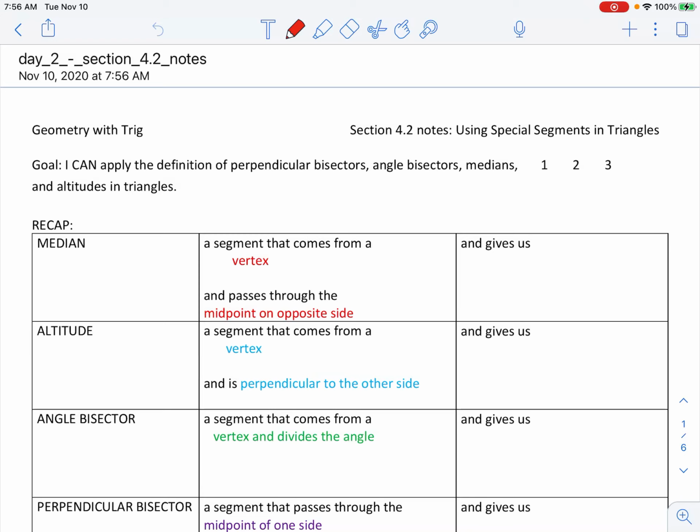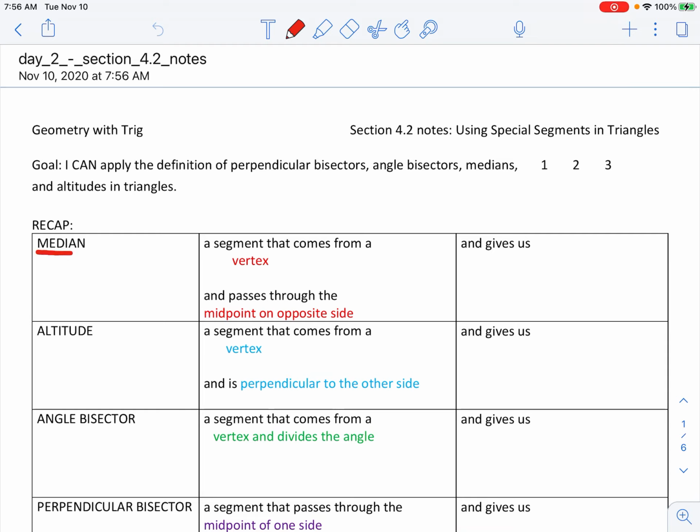All right, today we're going to go ahead and get into section 4.2. We'll continue with median, altitude, angle bisector, and perpendicular bisector. Yesterday we looked at identifying them in pictures. Today we're going to look at solving them given equations in pictures. All right, so here we go. Let's do a quick recap of what we did yesterday.